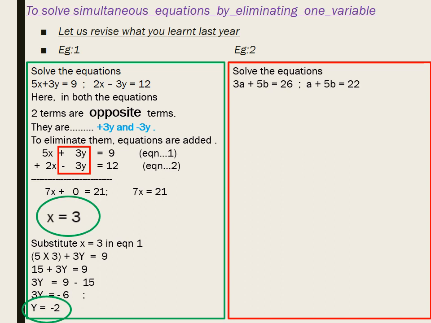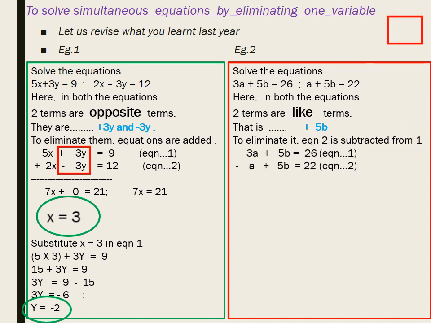In this example, the coefficient of b in first equation is plus 5 and the coefficient of b in the second equation is plus 5. In both the cases, the value of the coefficient is the same. In such cases, we subtract the two equations.